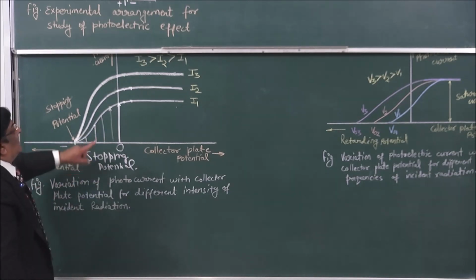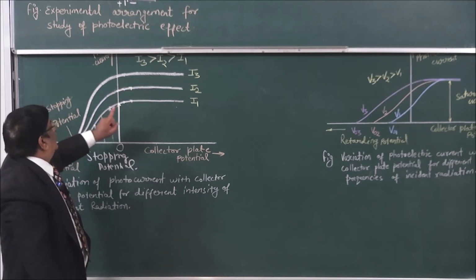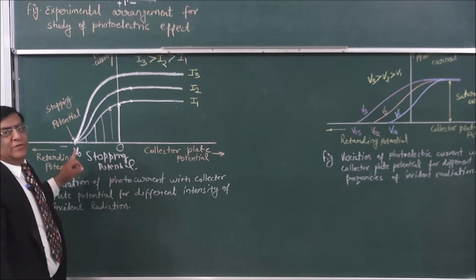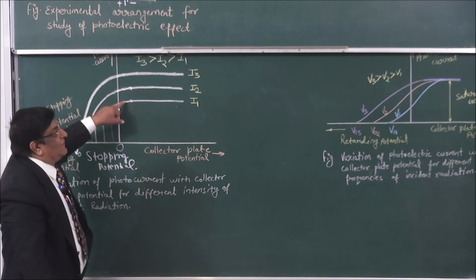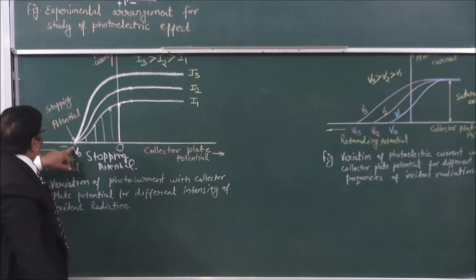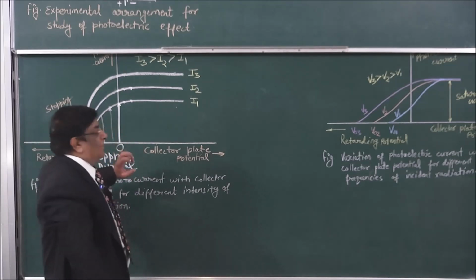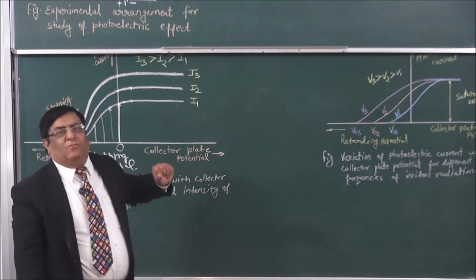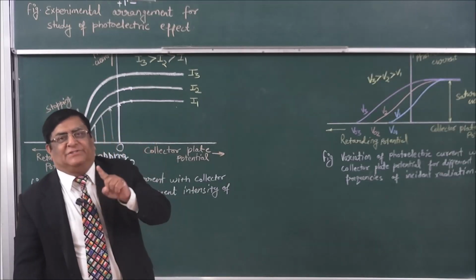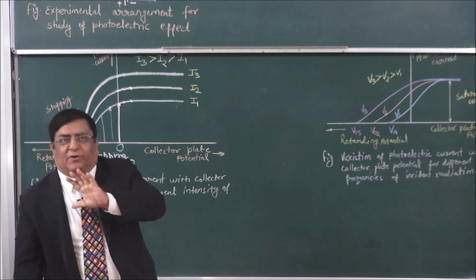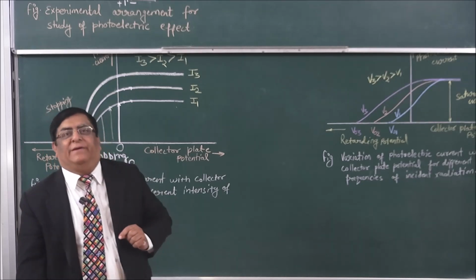So what I find is that we are increasing the intensity, but the stopping potential does not change. What changes? Answer, the current does change, but the stopping potential does not change. Now we have to make an interpretation of this. What are we changing, what are we not changing? Answer, we are changing intensity, we are not changing the color of the light. That means the frequency is kept common.